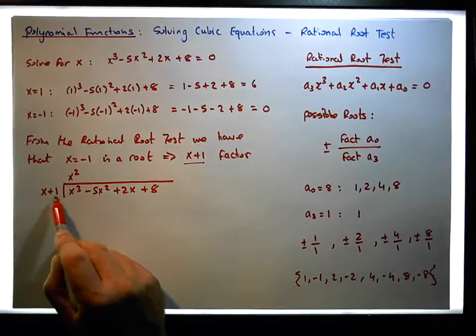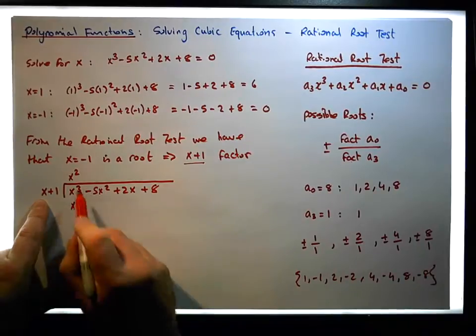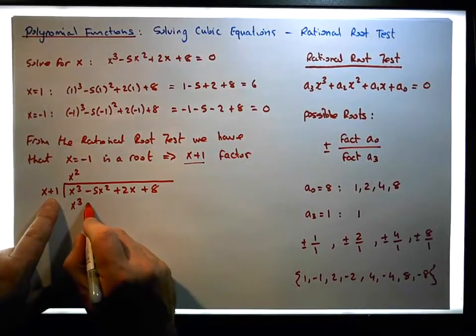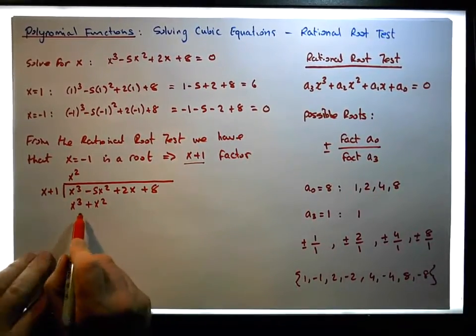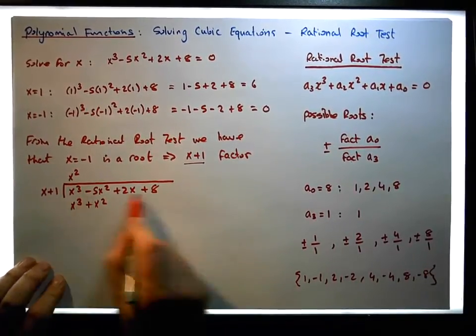Multiply by each one of these terms. So x squared times x gives me x cubed. X squared times plus 1 gives me plus x squared. And we want to see what the remainder is. So this divided into this so far, x squared times.